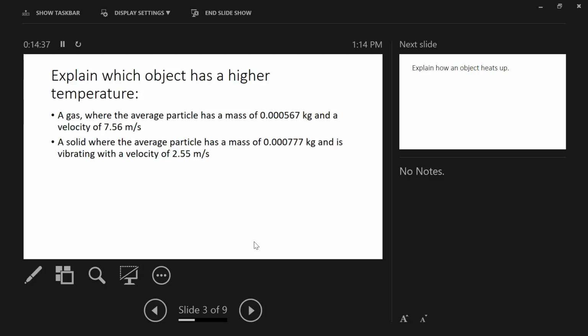All right, so for object A, we have 1/2 times our mass, which is 0.000567 kilograms, times our velocity, which is 7.56 meters per second quantity squared.